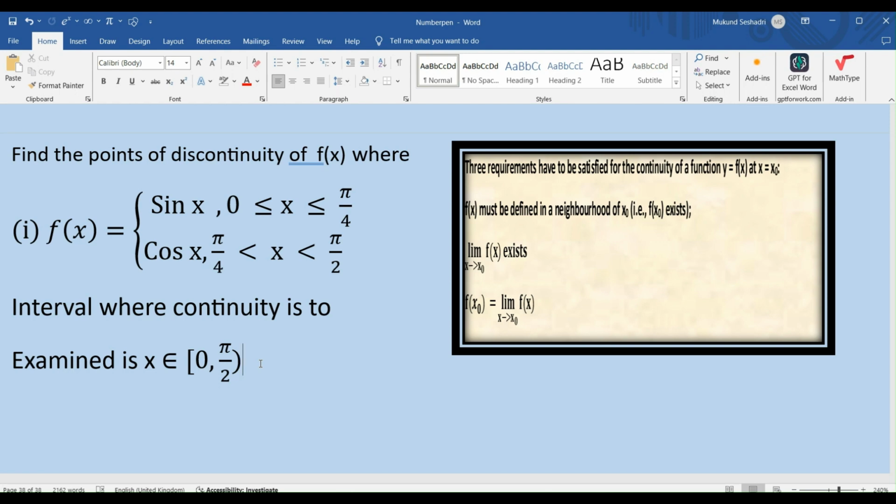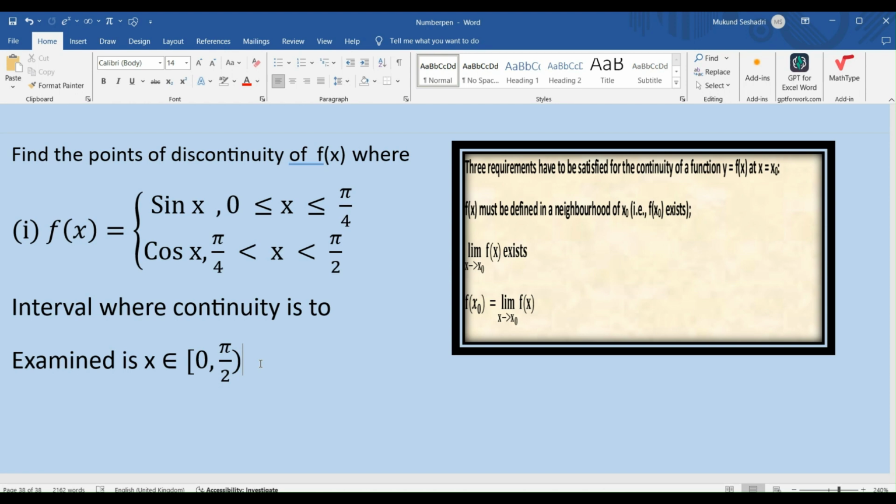We'll have to keep in mind in which interval we need to establish the continuity. And the second part of this problem is: are there any critical points where this function undergoes a transformation? So it looks like I need to be worried about two points. One is 0, and the other point is pi by 4.